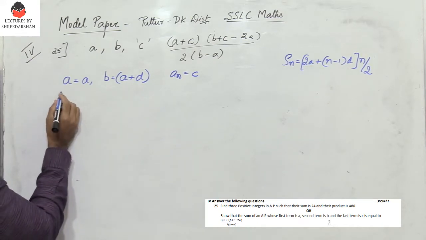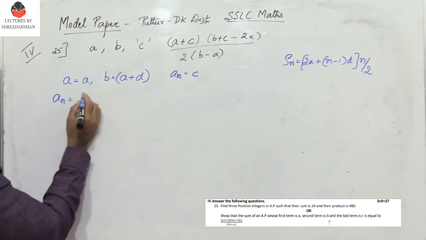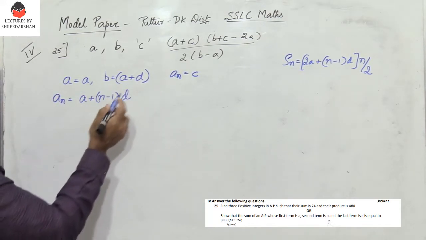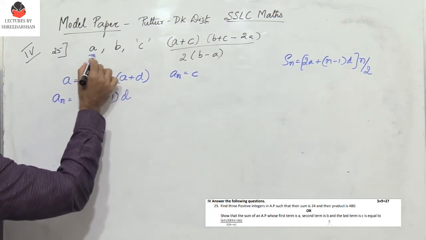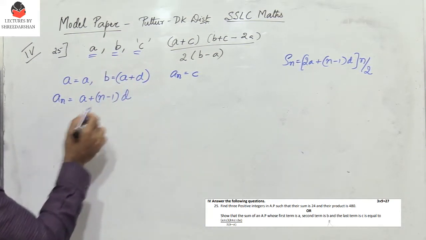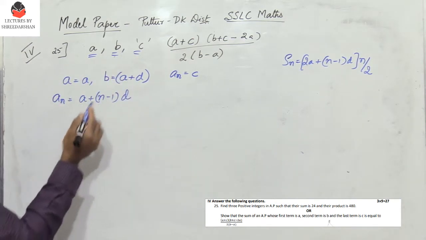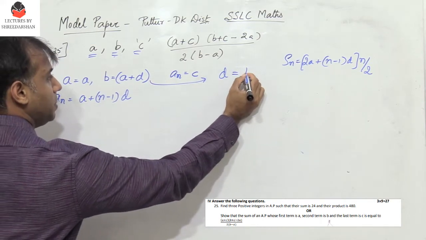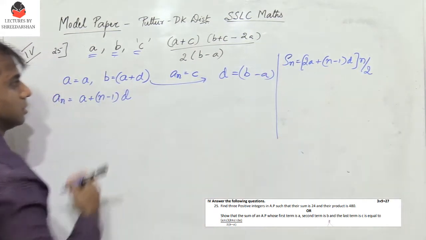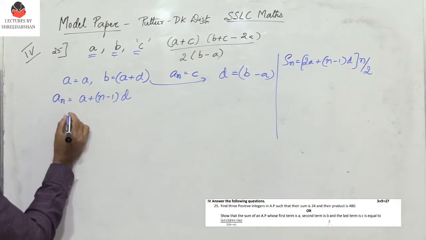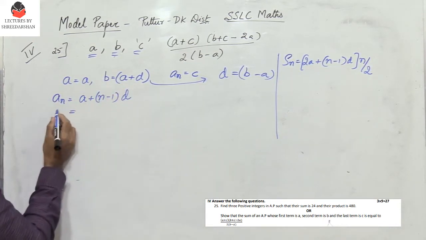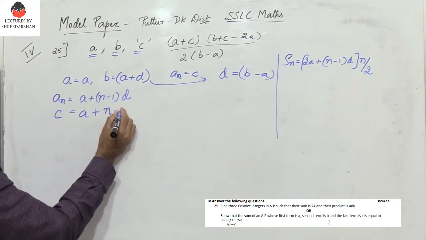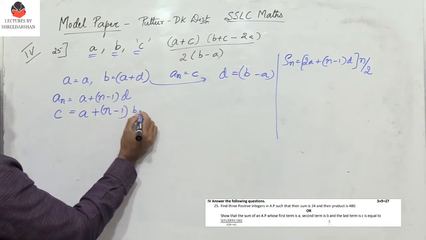All right, so now we know that the last term an equals a plus n minus 1 into d. Now what is the common difference? I only have to express all the variables in terms of a, b and c. So from this expression, the common difference d is nothing but b minus a. So d is b minus a. So I have an is c equals a plus n I need to find, and what is d? b minus a.